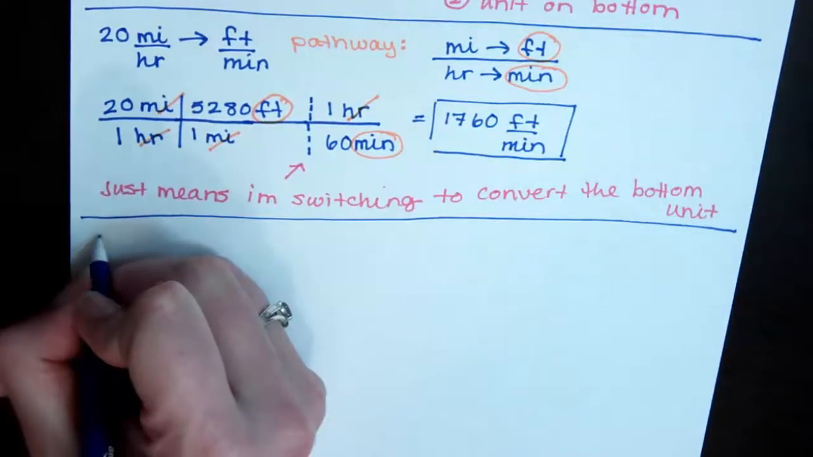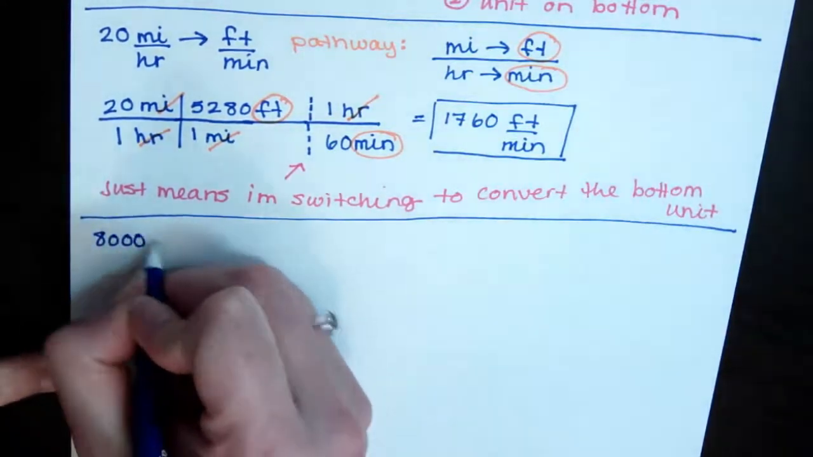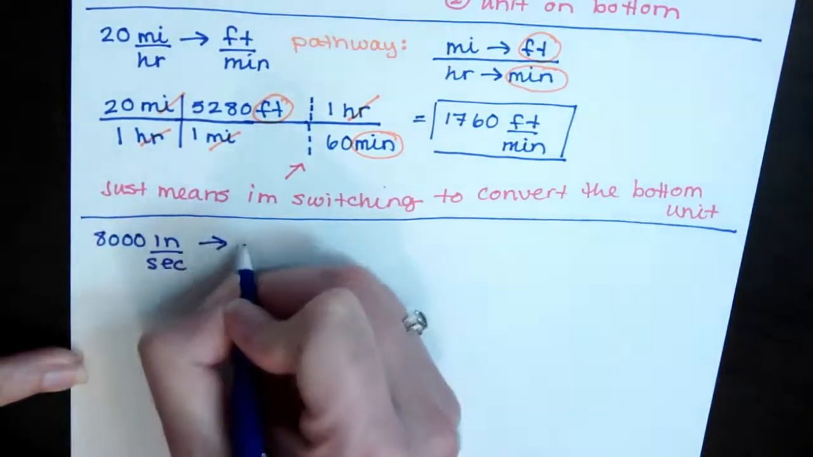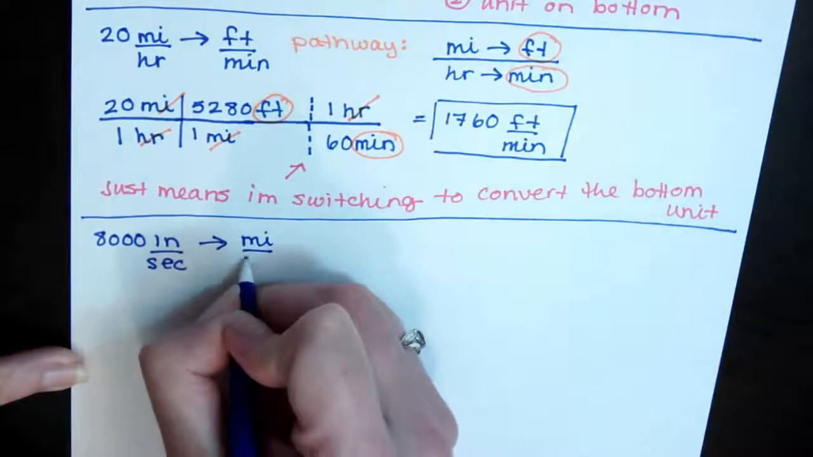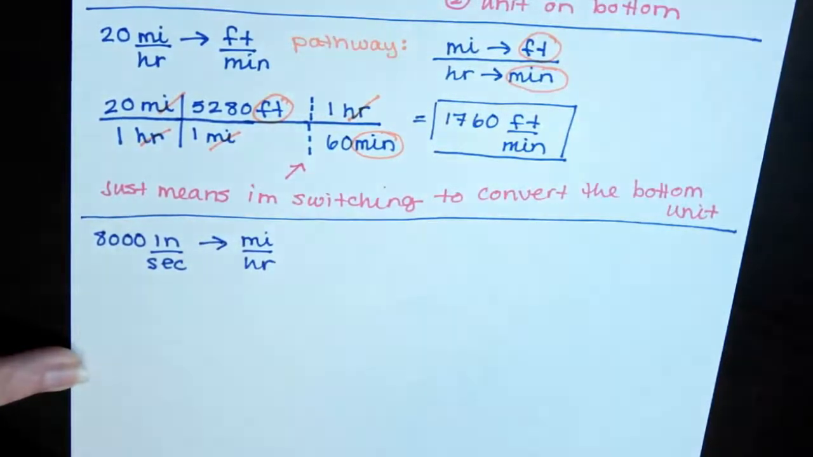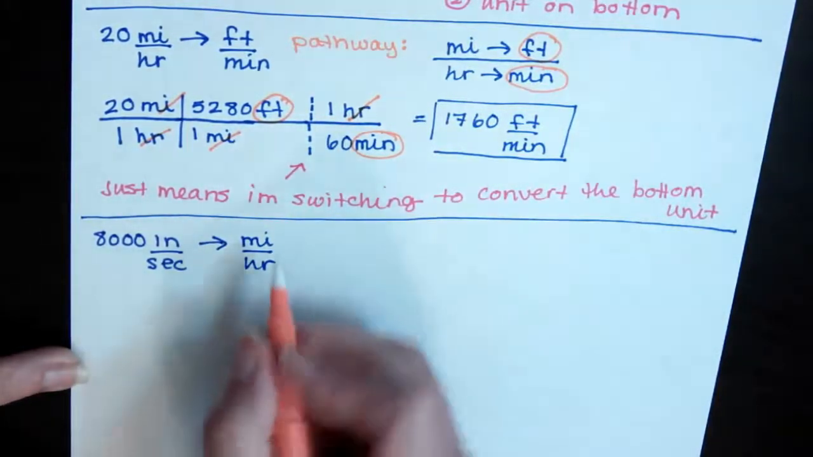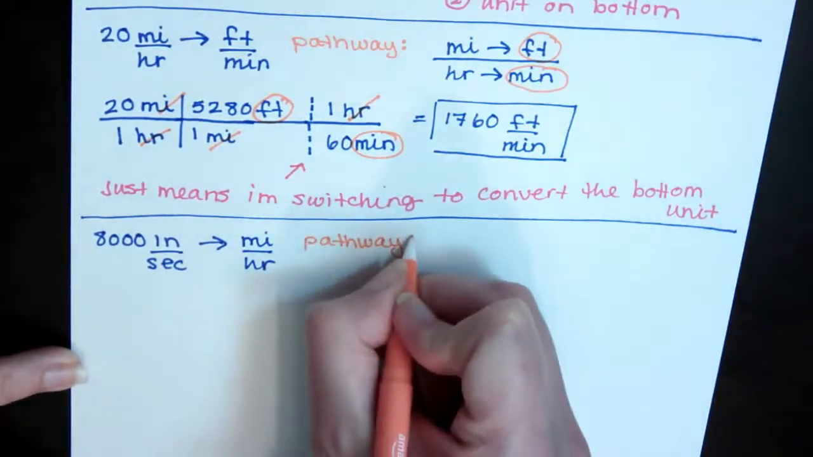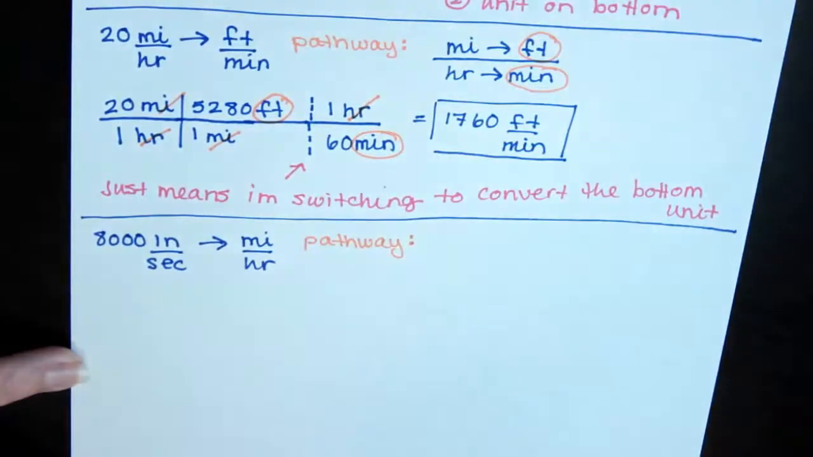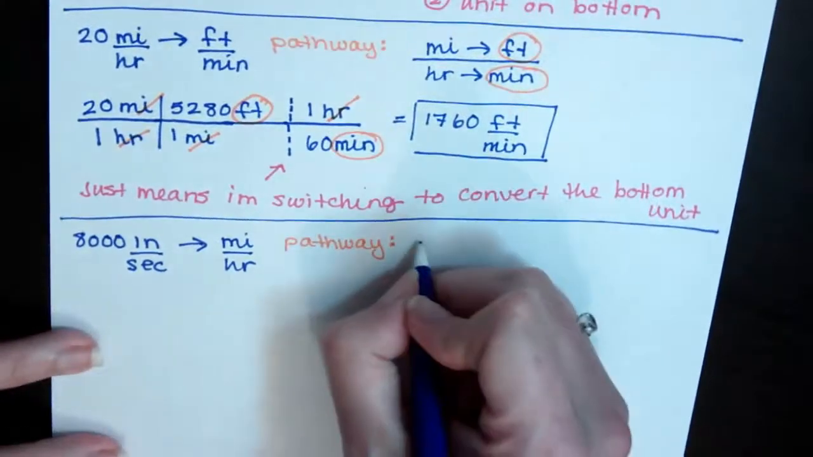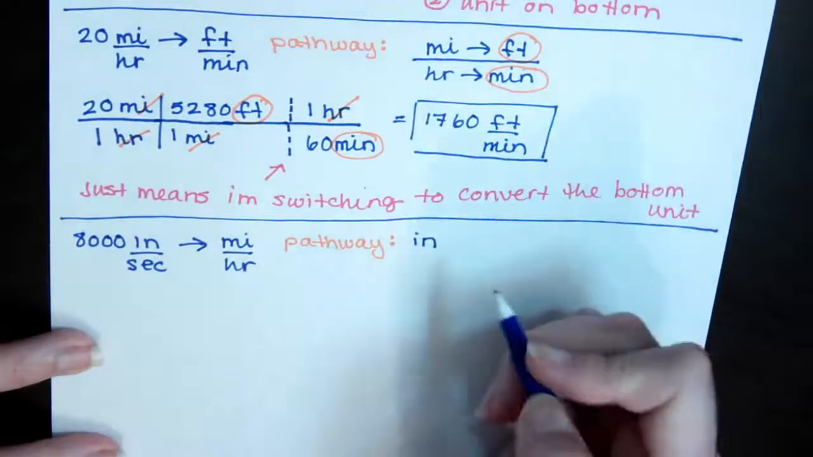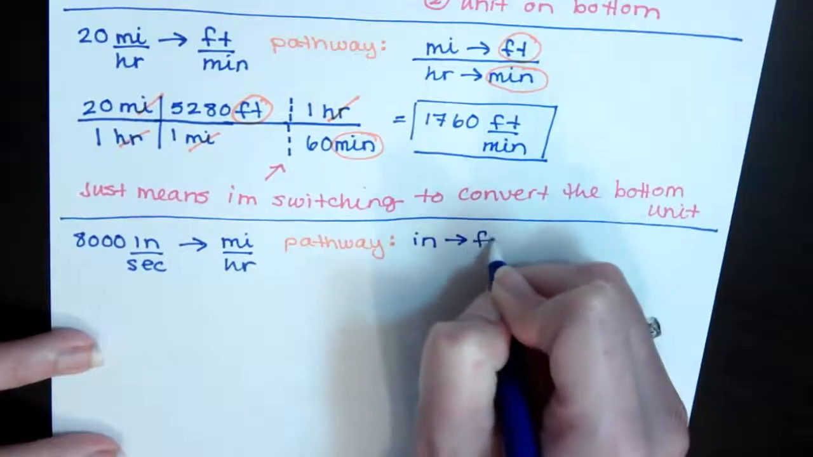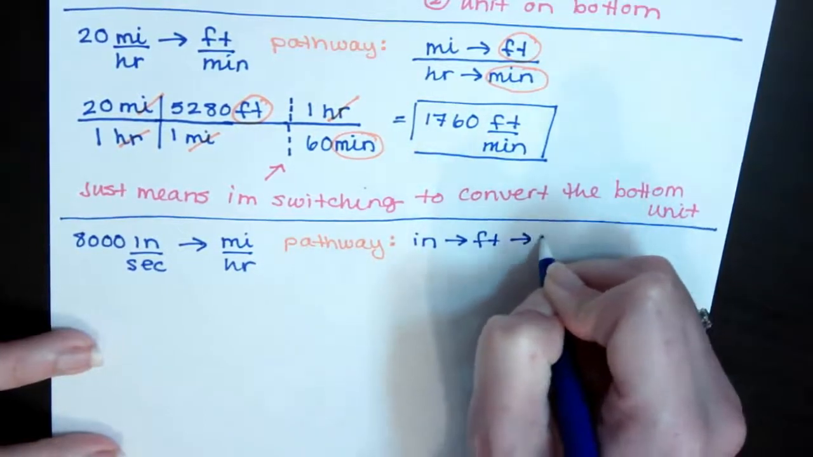Let's do another one. Let's do 8,000 inches per second. And let's convert that into miles per hour. Now, I don't know how to go directly from inches to miles. I'm going to make a pathway. My pathway is going to have a few more steps than last time. I'm going to take baby steps like a frog hopping across a pond using the lily pads. First, I'm going to go inches to feet. Then I'm going to go feet to miles.